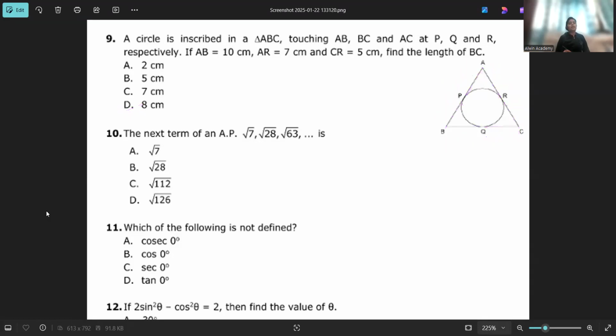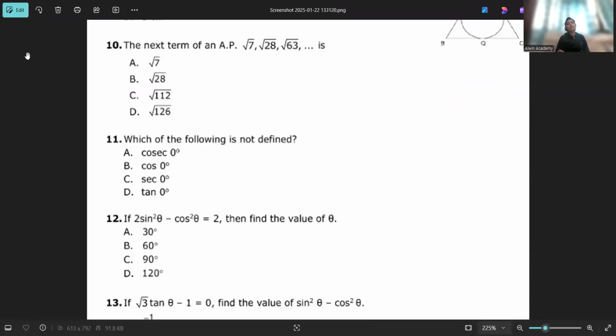Next, the next term of an AP √7, √28, √63 is. Now we're not able to see an AP currently here, but let's just try to calculate it. √7, now √28. 28 is actually 2 square into 7. So this 2 can come out. 2√7 it will become.